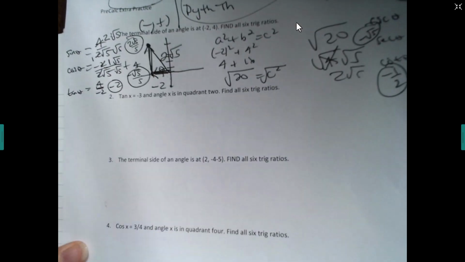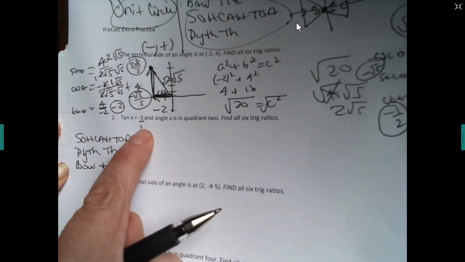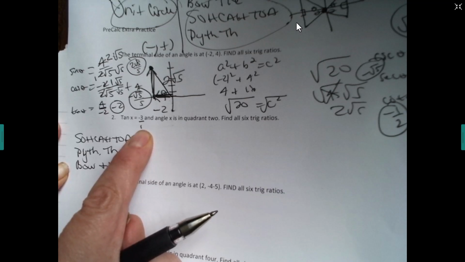All right, let's look at the next one. The next one says tangent. Now, that might not look like a ratio, but stick a 1 under it. It is. So we have SOHCAHTOA. We know we're going to do the Pythagorean theorem with it, and we know we're going to have a bow tie. The reason is this isn't R in the unit circle. It's not like square root of 2 over 2 or anything like that. So where am I? I am in quadrant 2. So I'm going to draw my bow tie right there.